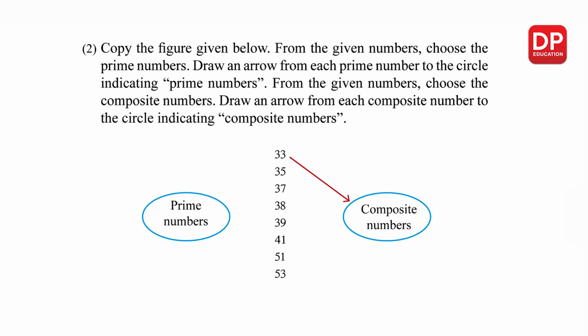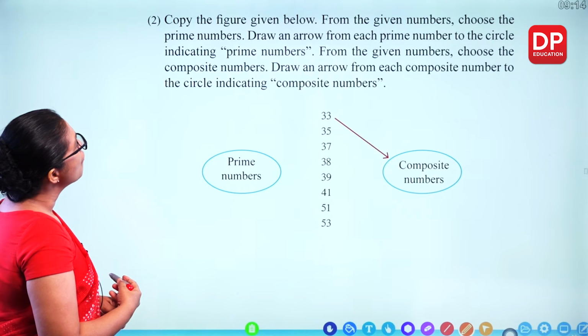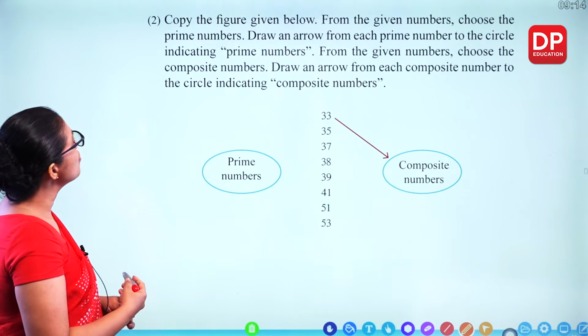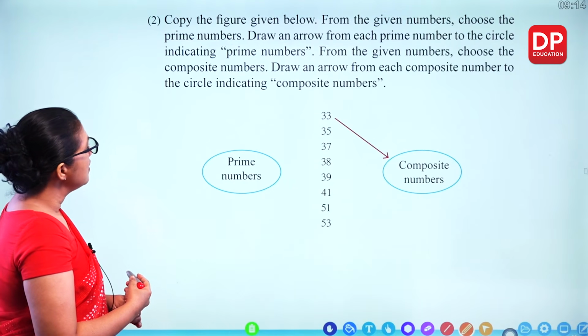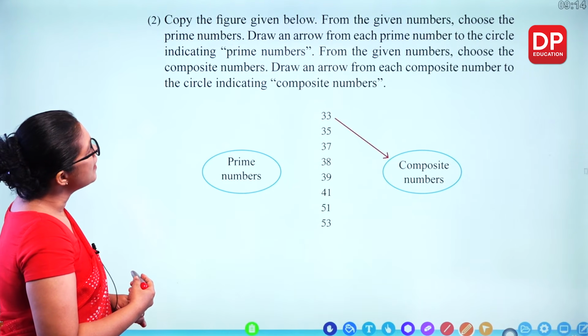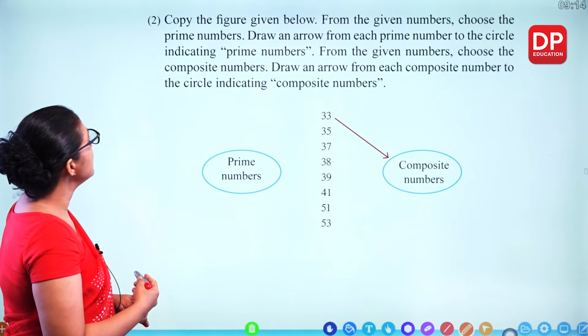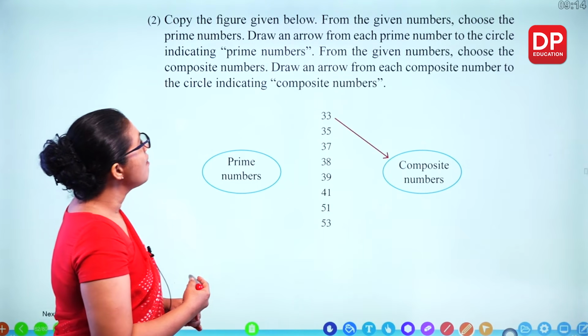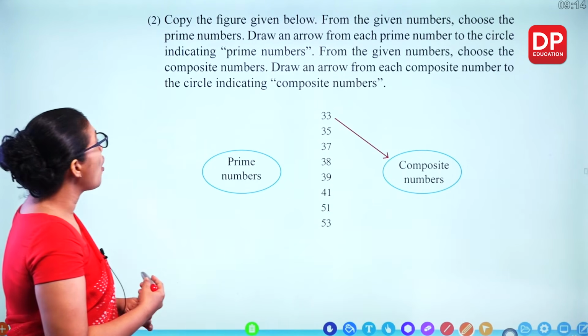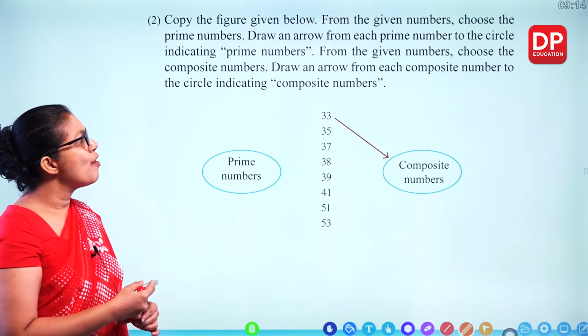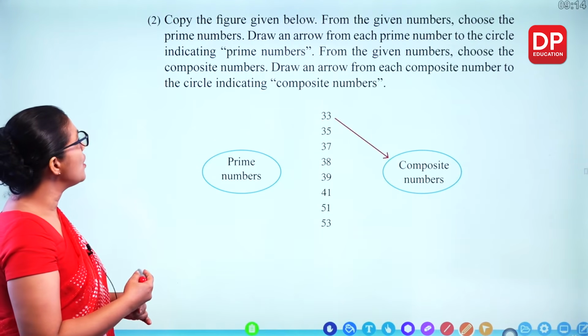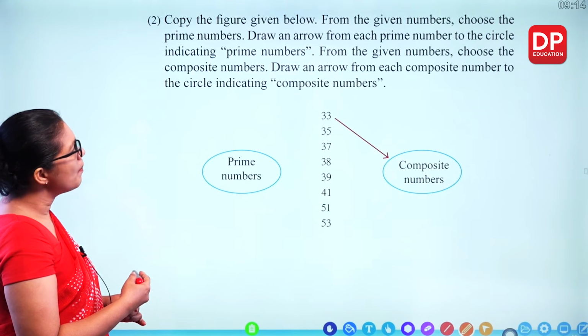Copy the figure given below. From the given numbers, choose the prime numbers. Draw an arrow from each prime number to the circle indicating prime numbers. From the given numbers, choose the composite numbers. Draw an arrow from each composite number to the circle indicating composite numbers.